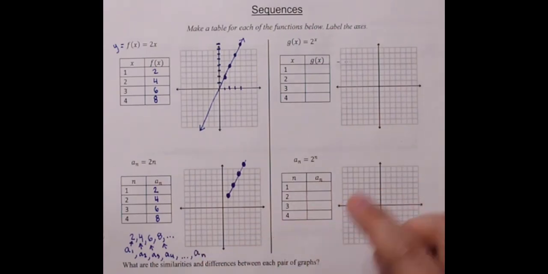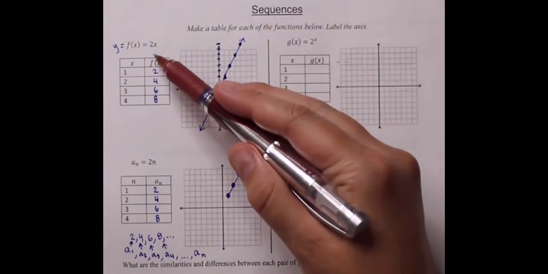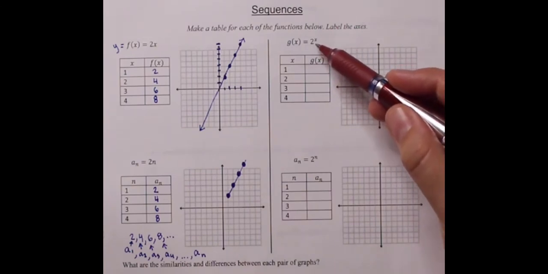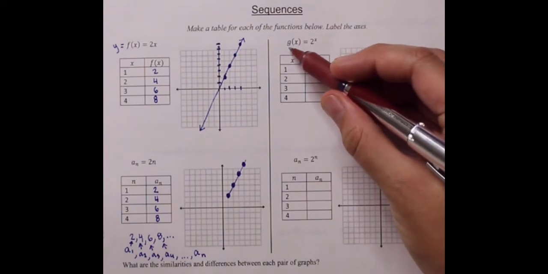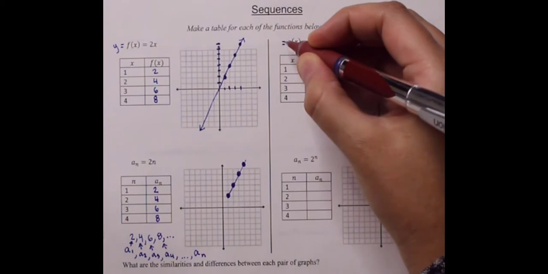Okay, so let's look at this one over here. This function is a little different. It's not 2 times x like this one was. It's 2 to the x, 2 to the x power. So this function is named g. So g of x is our output. That's still our y value.